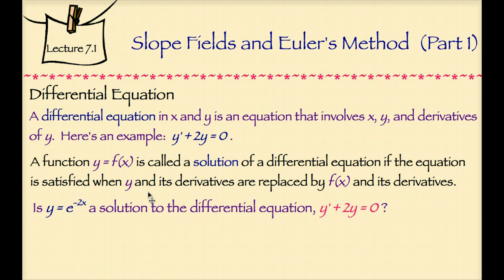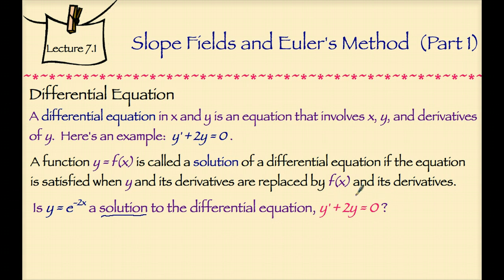A function y equals f of x is called a solution of a differential equation if the equation is satisfied when y and its derivatives are replaced by f of x and its derivatives. So let's see how this works. Is y equals e to the negative 2x a solution to the differential equation y prime plus 2y equals 0?